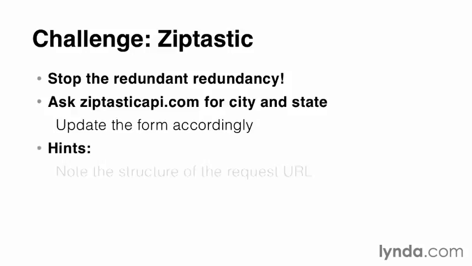One hint is that you should note the structure of the request URL. The way that parameters are passed to Ziptastic API is a little different from the way it works with Sunlight. So you may need to do some tinkering with the setup of your getJSON function to make this work. That's your challenge. Good luck.